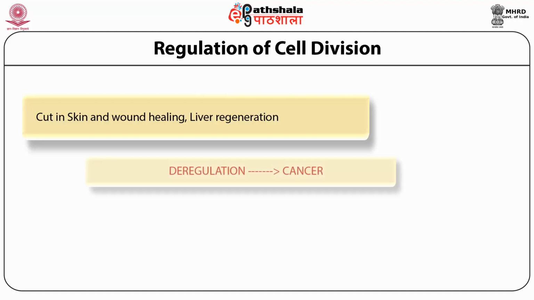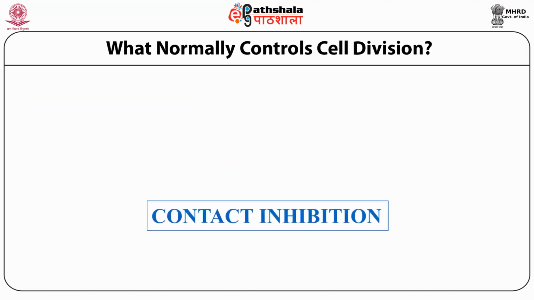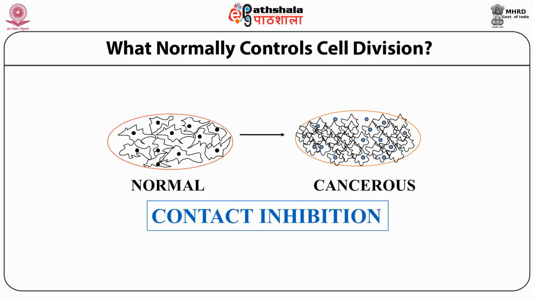However, in cancer, there is an uncontrolled proliferation and the cells keep dividing and the cell cycle is deregulated. One important aspect that governs the division is the contact inhibition.